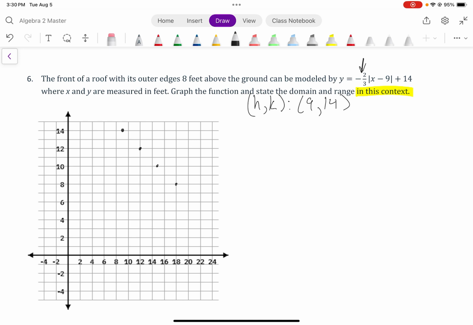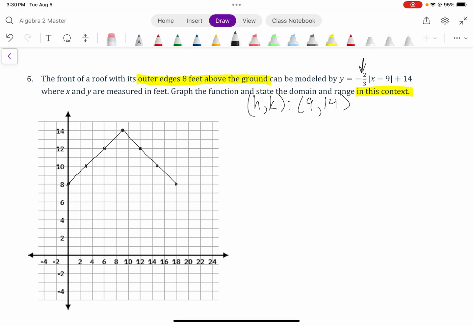And I just have to stop right here. The reason why I'm stopping right here, that's my y value of 8, which it says the roof ends 8 feet above the ground. So now when I go back the other direction, I'm going to look at a positive 2/3 graph. So I'm going to go down 2, left 3. And same thing, I stop right there at 8. That's my graph in this context.